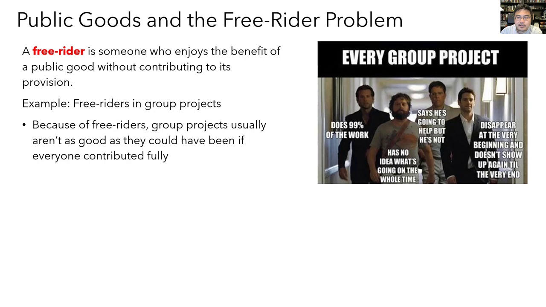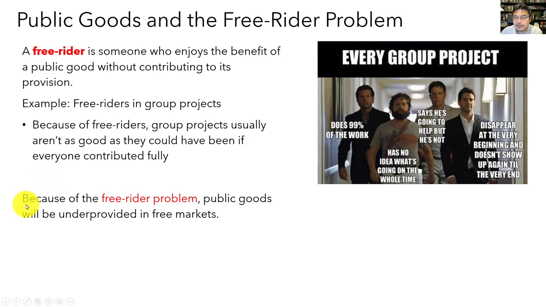The final grade is both non-rival and non-excludable because everyone on the team gets the same score regardless of how much they contributed. And when that happens, lazy members of the team are going to want a free ride off the efforts of others by contributing as little as possible while still receiving the benefits of a good grade. And because of these free riders, group projects are usually not as good as they could have been if everyone contributed fully. And so in that sense, we can say that the free rider problem led to an underprovision of quality in group projects. And by the same logic, more generally speaking, the free rider problem is going to lead to underprovision of public goods in the free market.